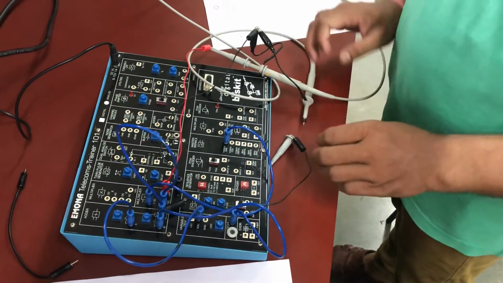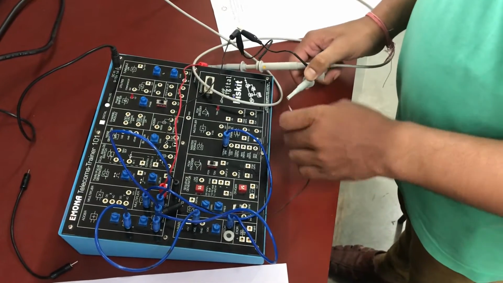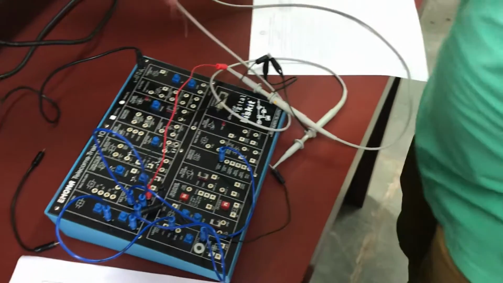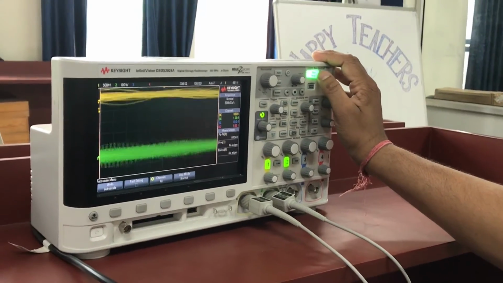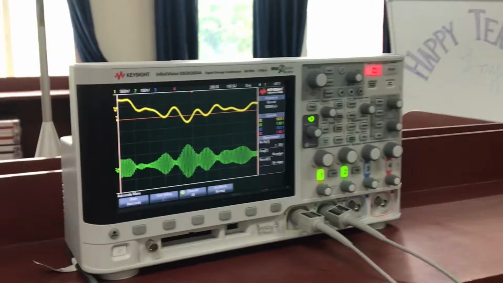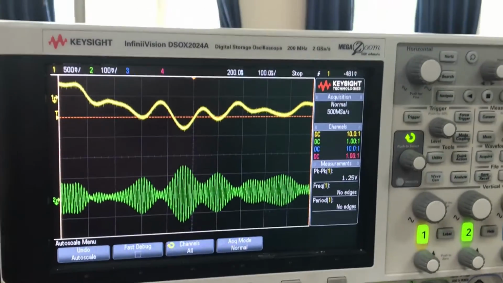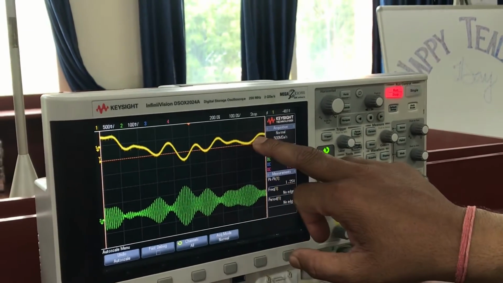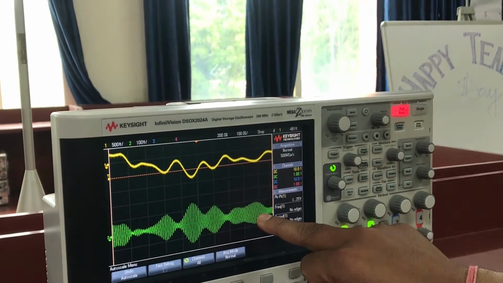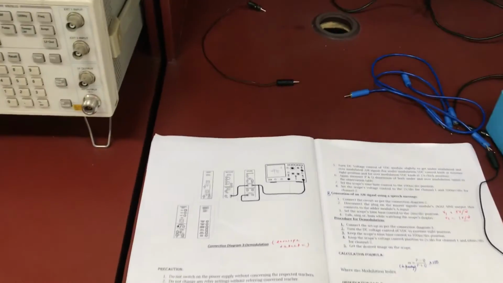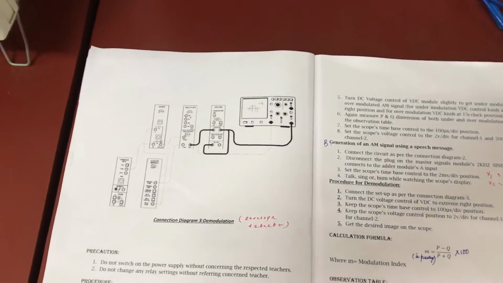Okay, now the connection is done as per the connection diagram. There will be some speech. So you see, channel 1 is the speech signal, and this is the modulated signal of this speech signal.